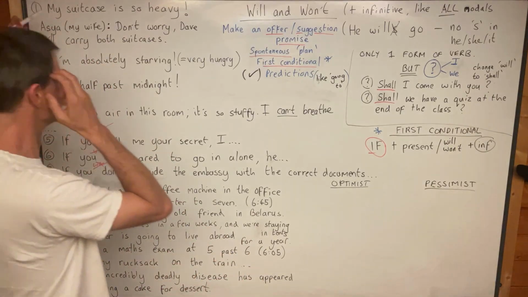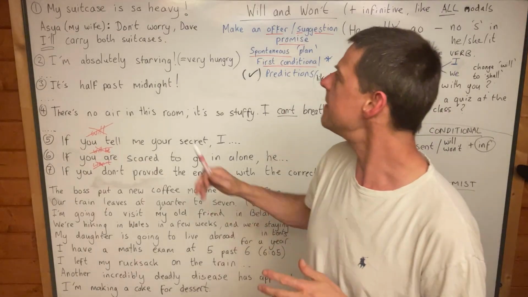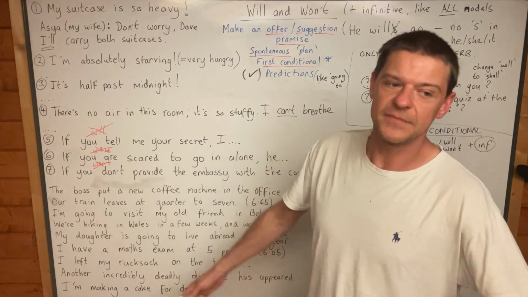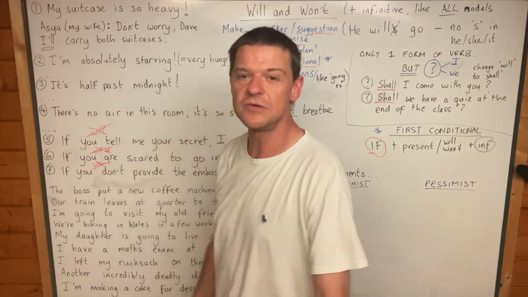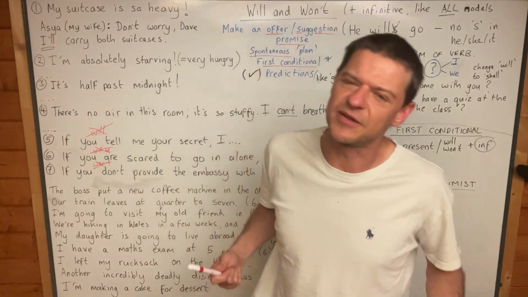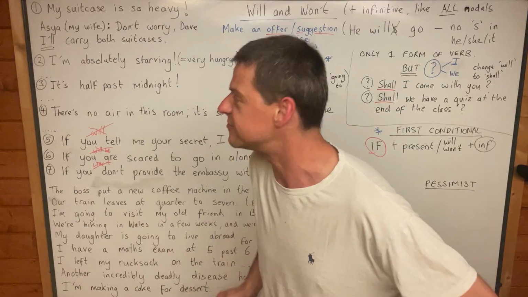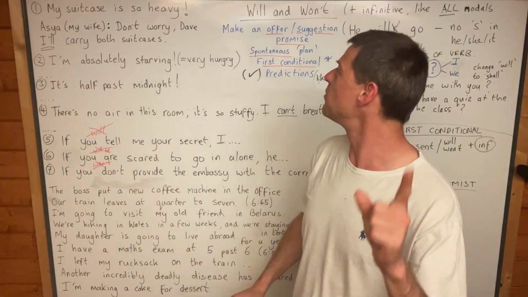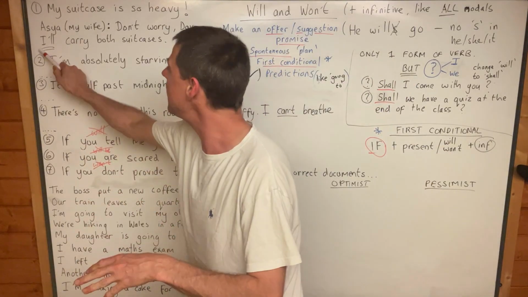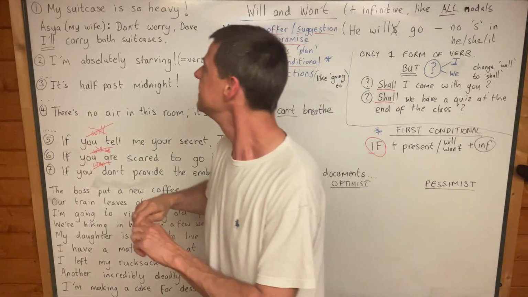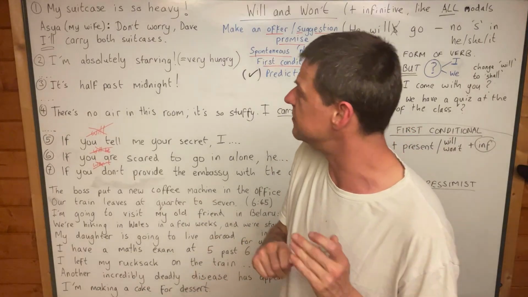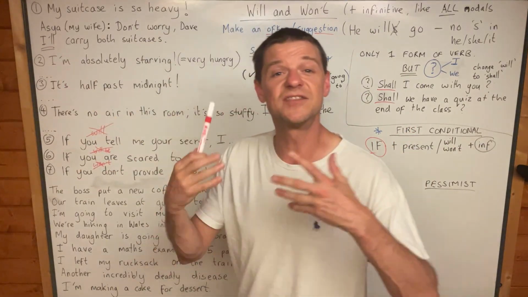Okay, so let me give you one example. Maybe I am going on holiday with my wife, Asya, and my suitcase is incredibly heavy. It's very, very heavy. And I'm complaining because I'm tired of dragging this suitcase. And my wife says, don't worry, Dave. I'll carry your suitcase and my suitcase. I'll carry both suitcases. So here, we don't say I'm going to carry, we don't say I am carrying. We don't use present continuous. We use will when it's an offer.